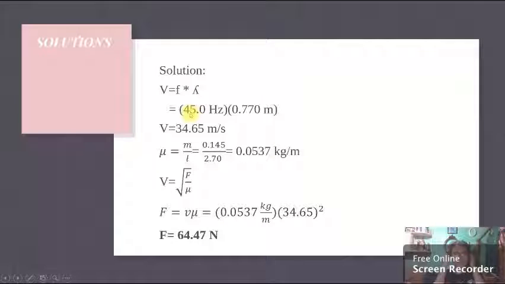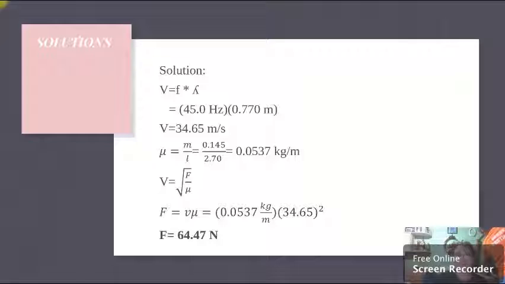So okay, we're just going to plug in the things that we have. First we're going to use the wave speed in terms of wavelength and frequency. So V is equal to F times lambda. F is equal to 45 Hertz, while lambda is 0.770 meters. And we're going to arrive at an answer of 34.65 meters per second.